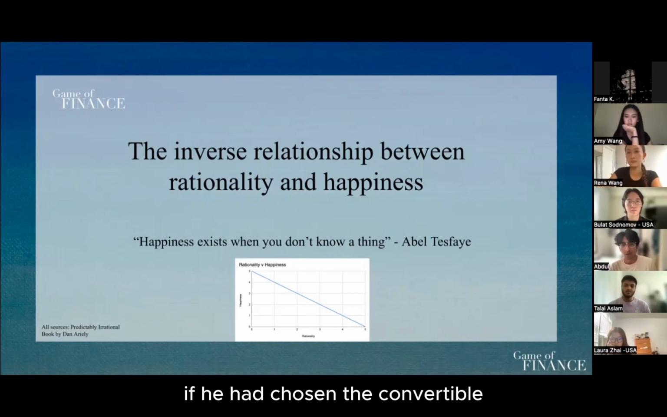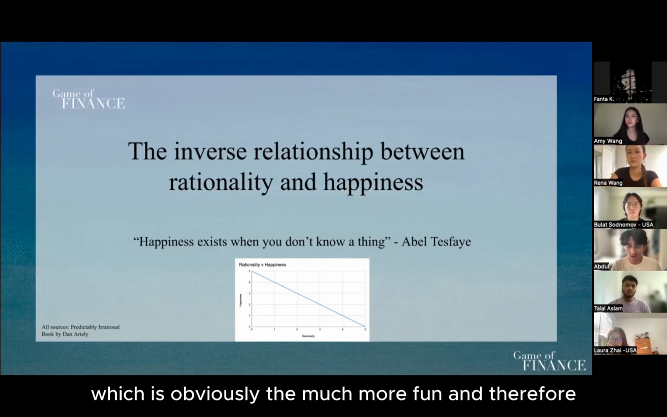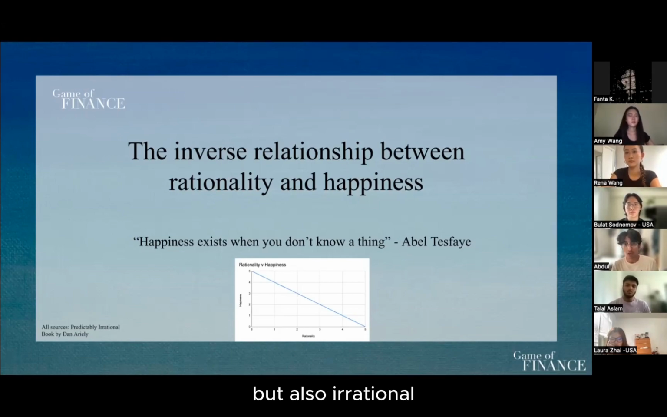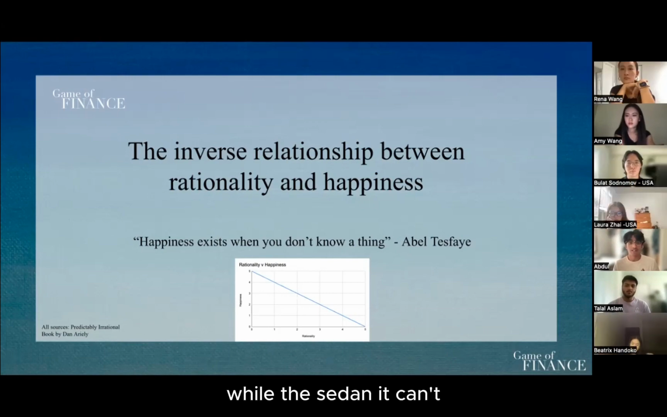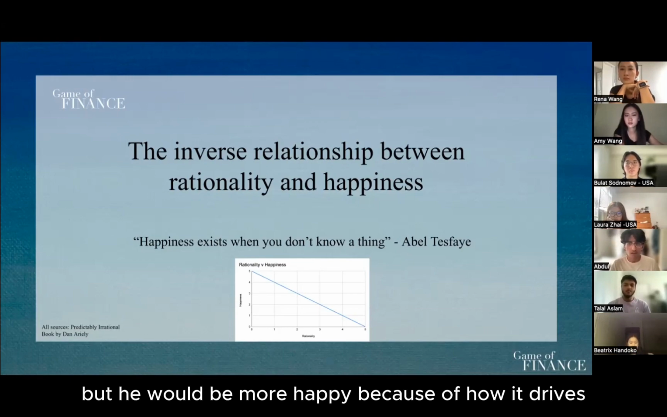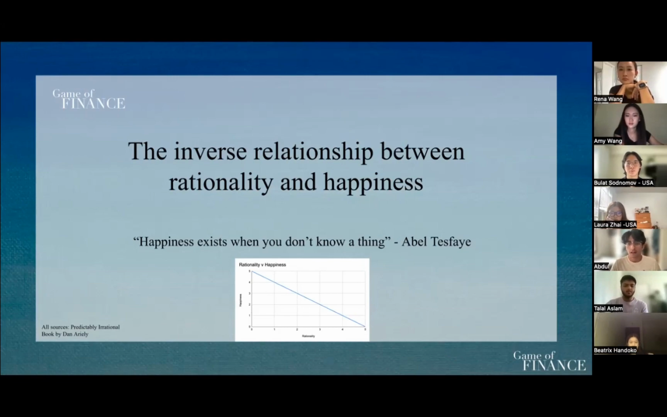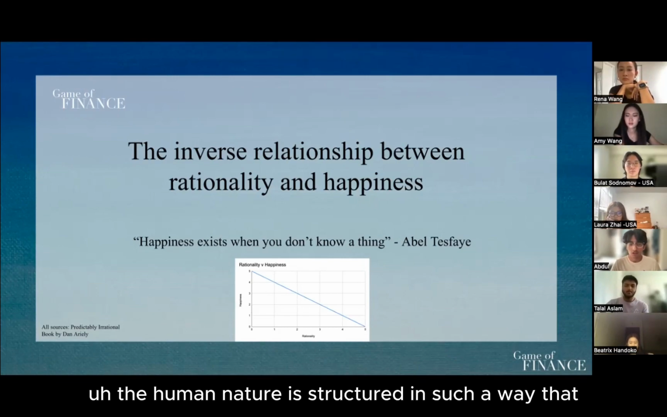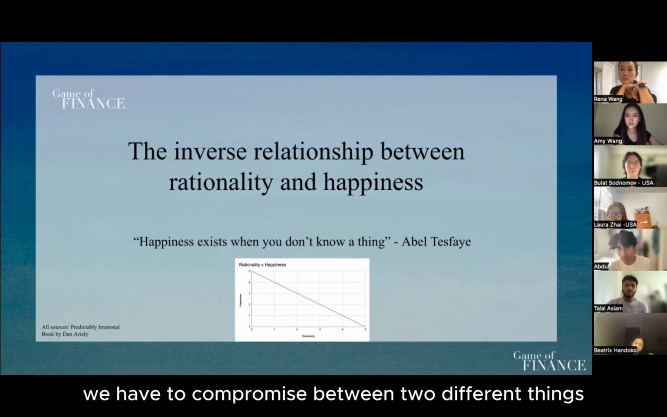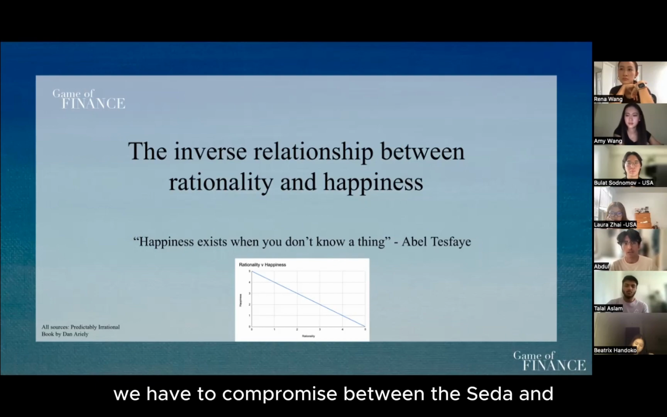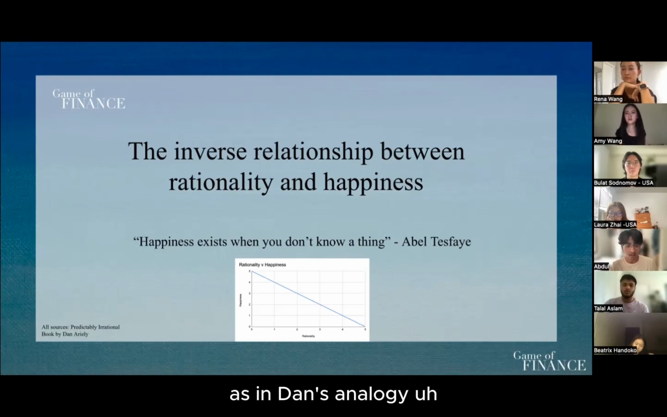If he had chosen the convertible, which is obviously the much more fun and therefore engaging choice, but also irrational because, as I said before, he wants a car that seats a lot of people, but the convertible can't seat anybody, while the sedan can. So if he had chosen the convertible, it is the irrational choice, but he would have been happier because of how it drives. In conclusion, human nature is structured in such a way that what we want is usually not what is best for our situation. More often than not, we have to compromise between two different things. We have to compromise between the sedan or the convertible, as in Dan's analogy.